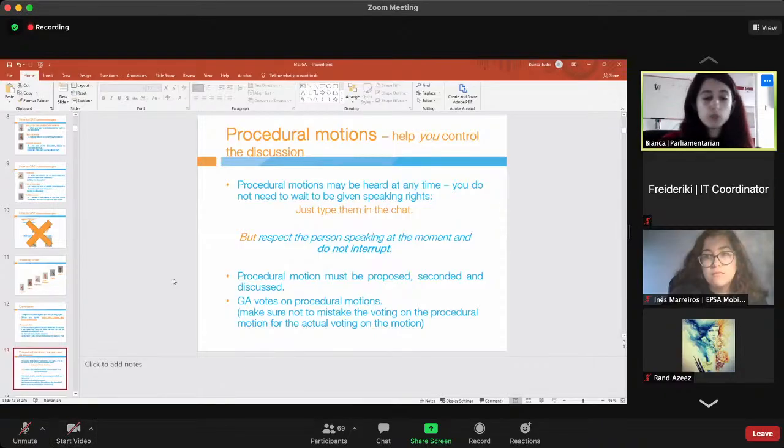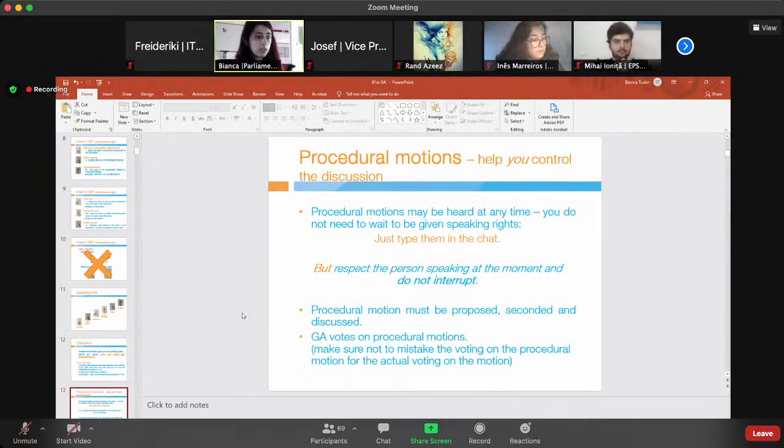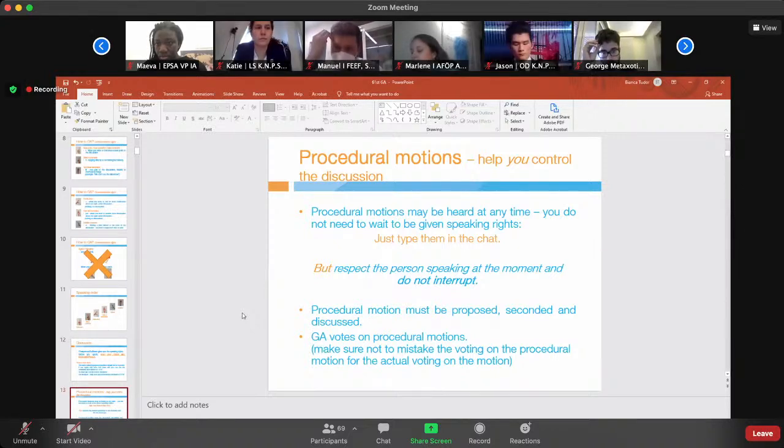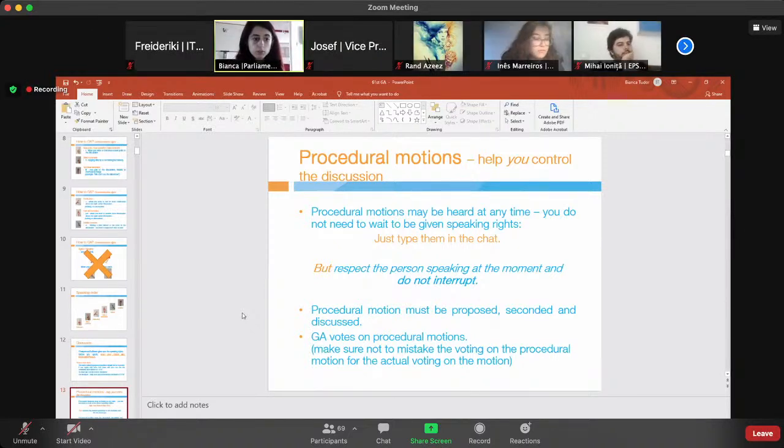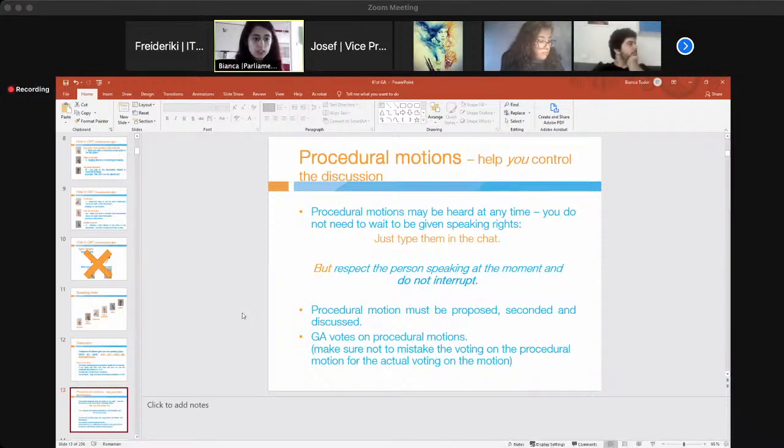Procedural motions are a way to help you control the discussion, and you can find them in the Standing Orders Article 9. They may be heard at all times. You can then type their number in the chat at any time. They have to be seconded right away, and after the person speaking finishes, they will be taken into consideration, so we do not interrupt.